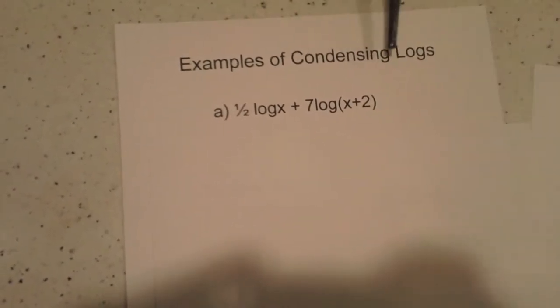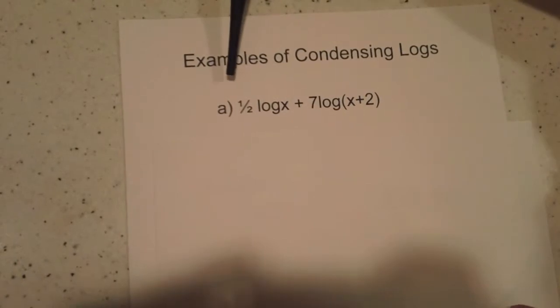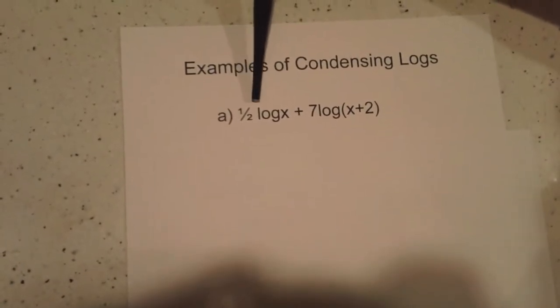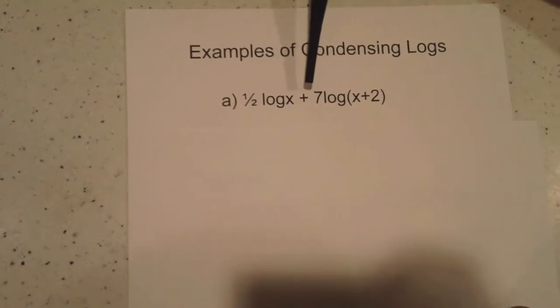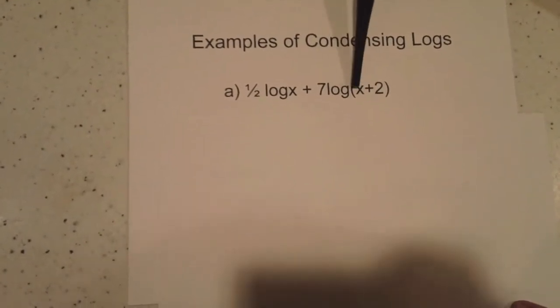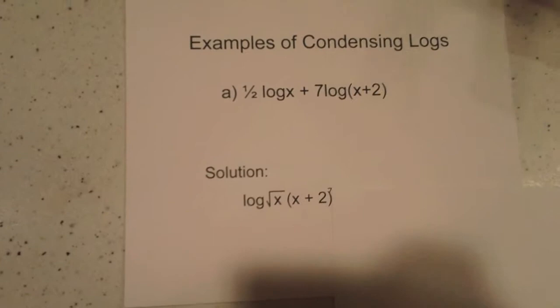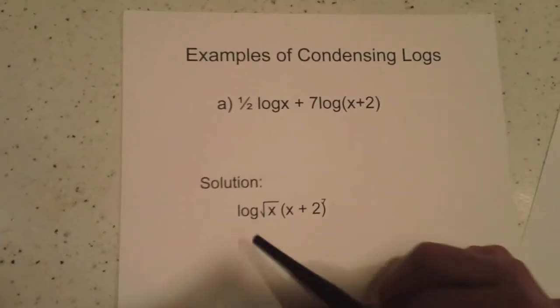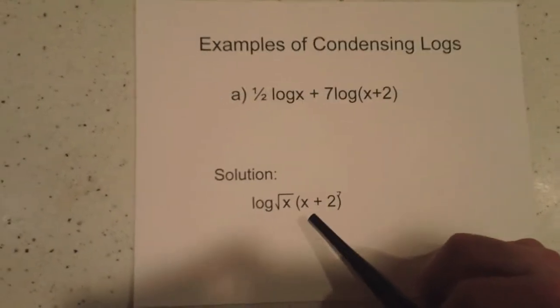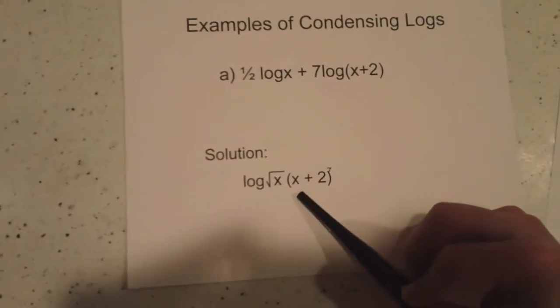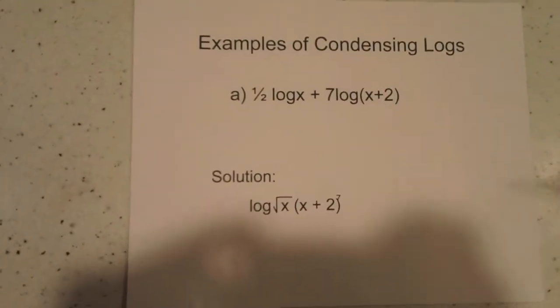Examples of condensing logs. A. 1/2 log of x plus 7 log of x plus 2. The solution to this is log of the square root of x times x plus 2 to the 7th.